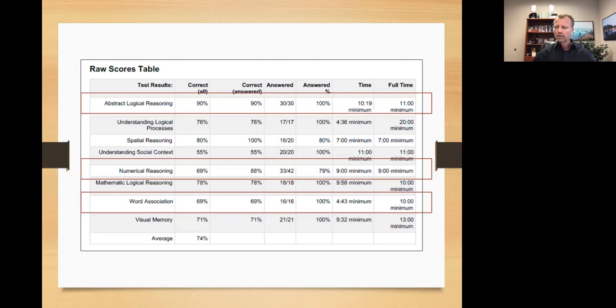Social reasoning would be much more relevant to individuals who have a lot of interactions with others. For example, trainers and facilitators often take that one, or salespeople use that one. So some of that process of identifying what's relevant really comes into looking at the test in more detail. One, understand the definitions of what it actually measures.